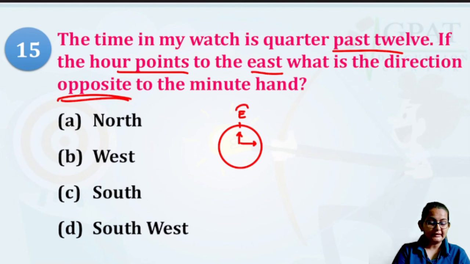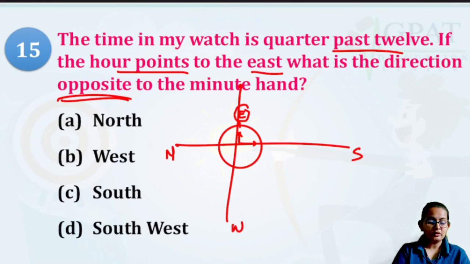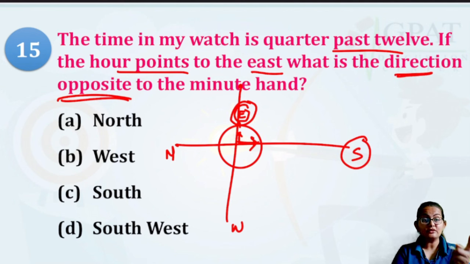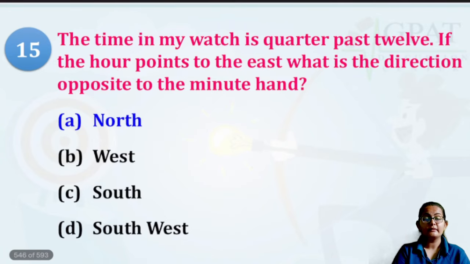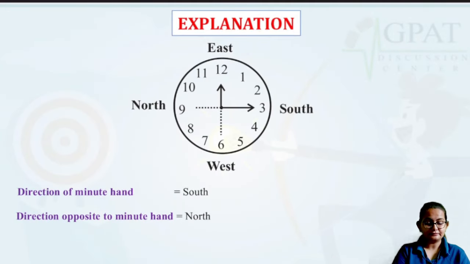If this is east, then if I take the directions from this side, it becomes west, it becomes south, and this becomes north. So if the hour hand is pointing in the east direction, the minute hand is pointing in the south direction. But what is the question asking? The question is telling you to tell the direction which is opposite to the minute hand. The minute hand is in the south direction, so opposite to the minute hand would be the north direction. So north would be the correct answer.